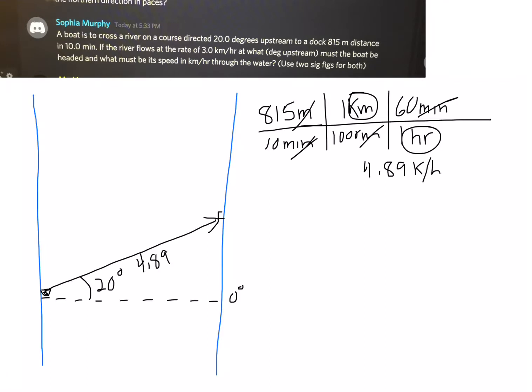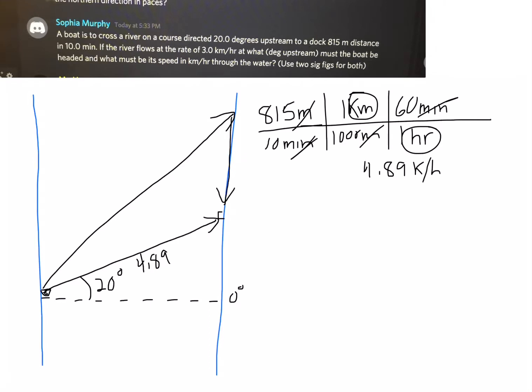Okay, so we need to get to that dock. We know the river is going to flow down. If we just head straight towards the dock, we're not going to make it. The river is going to take us more downstream, and we're going to end up on the other side of the river, somewhere downstream of the dock. So to make sure that we get to the dock, we need a heading that's farther up, like this. We'll take it all the way to the other side, and then to that vector, we add the river going down.